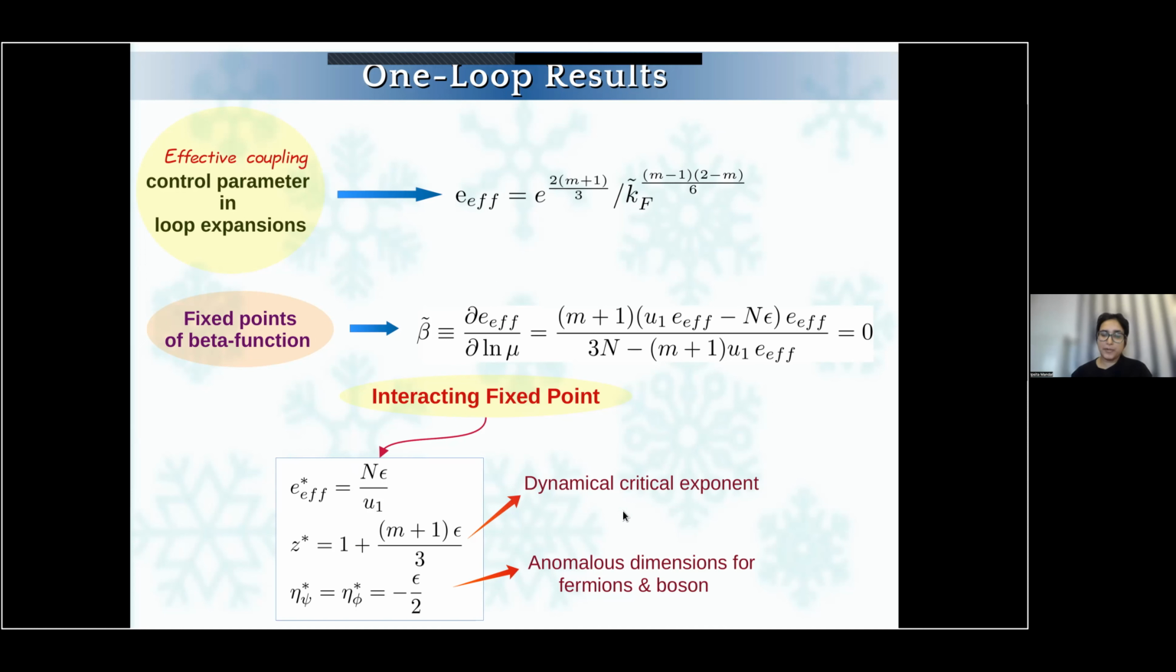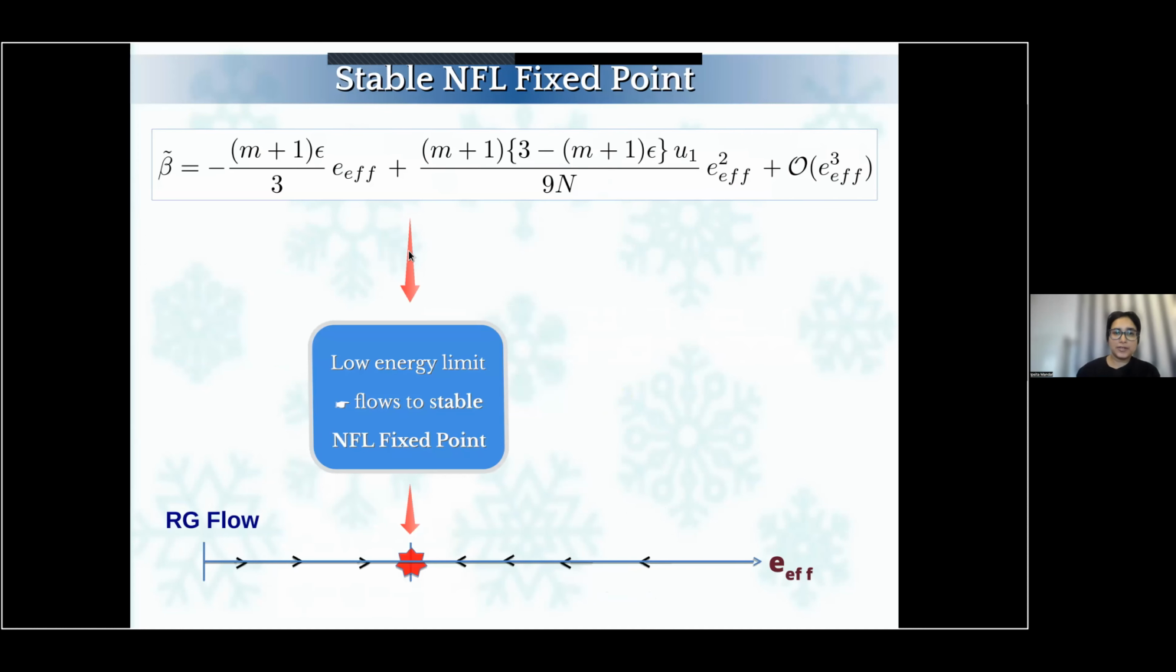And we also computed the dynamical critical exponent and the anomalous dimensions for both the fermions and the bosons at this interacting fixed point. Now, we can also show that this interacting fixed point is a stable fixed point. That means the RG flows are towards this fixed point, whereas the Gaussian fixed point is unstable because the flows are away from it.